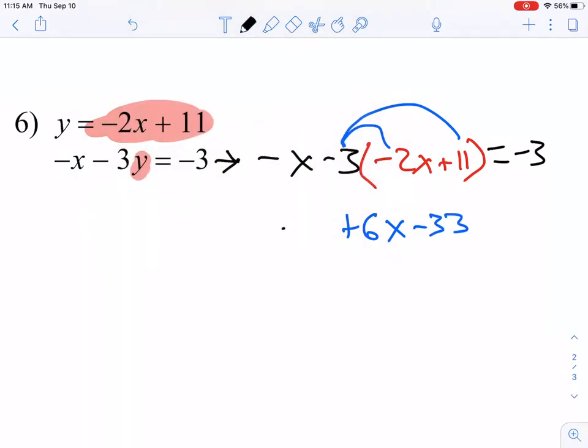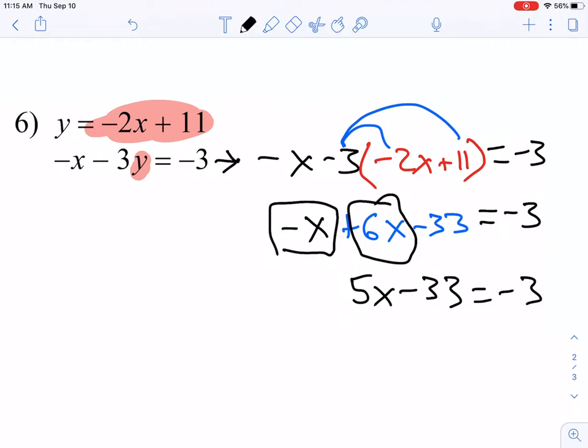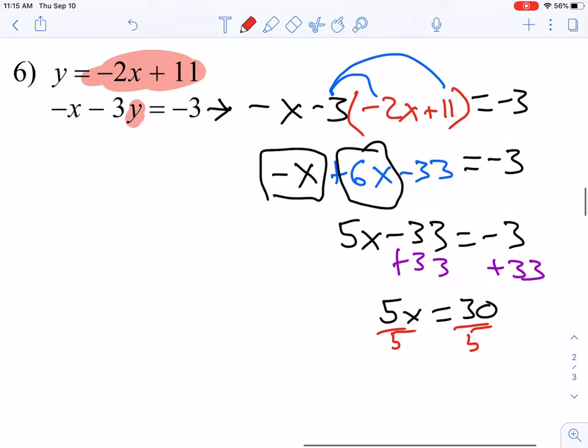I rewrite my -x and my equals -3. I'm combining my like terms of -x and +6x. Signs are different, so I'll subtract to get 5x. Minus 33 equals -3. I am adding 33 to both sides. 5x equals +30. And then we divide 5 to both sides to find x equals 6.